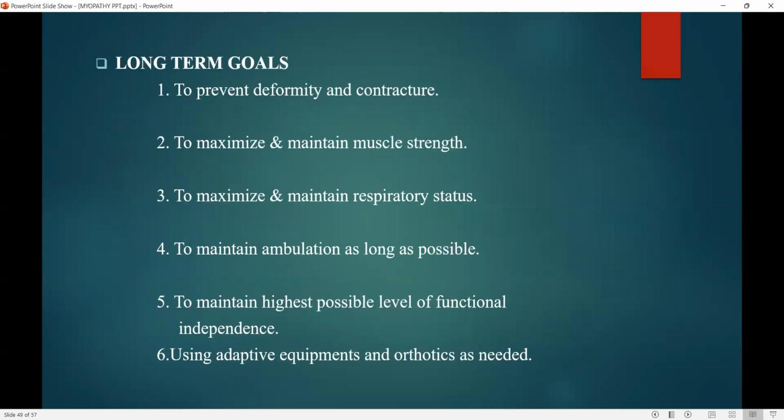What are the long-term goals? To prevent deformity and contracture, to maximize and maintain muscle strength, to maximize and maintain respiratory status, to maintain ambulation as long as possible, to maintain the highest possible functional independence. Usually adaptive equipment and orthoses are needed.